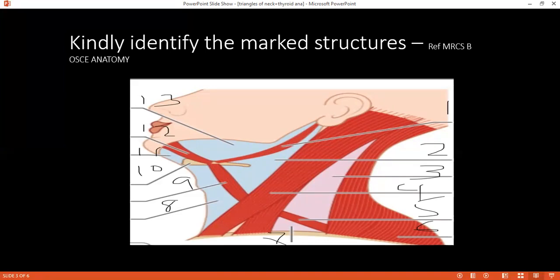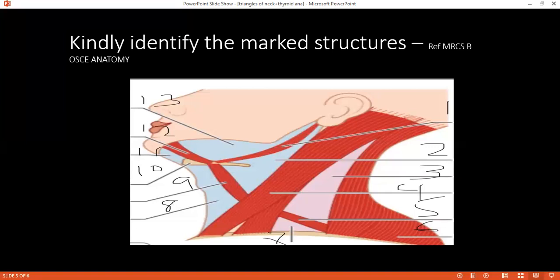Which is number 4, if you can identify? 4 is the sternocleidomastoid. Very good. Can you please tell me the attachments of this sternocleidomastoid muscle? It arises from 2 heads, the clavicular head and the sternal head. The sternal head arises from the upper part of the sternum, the manubrium. The clavicular head arises from the medial part of the upper border of the clavicle. The superior attachment is to the mastoid process.